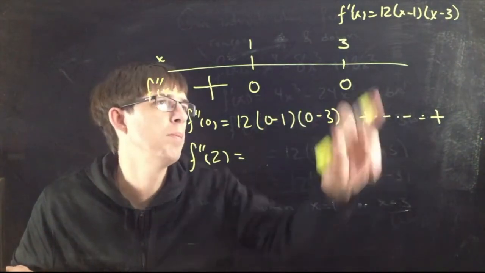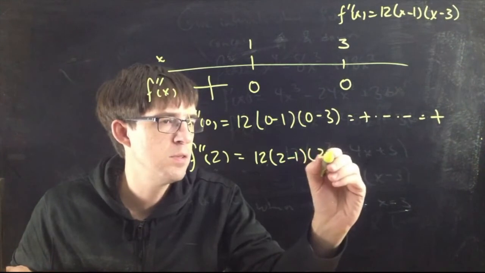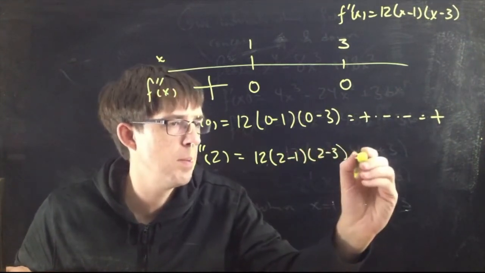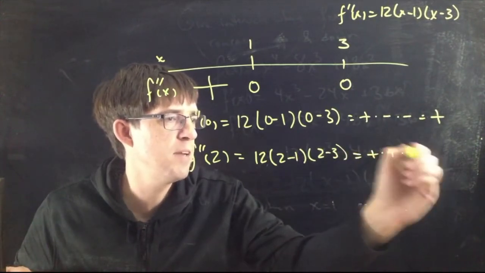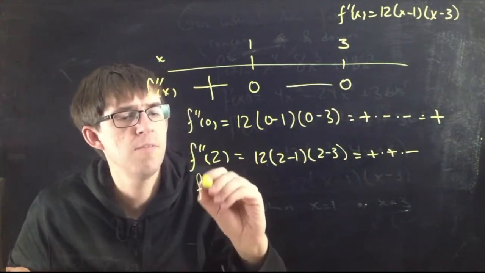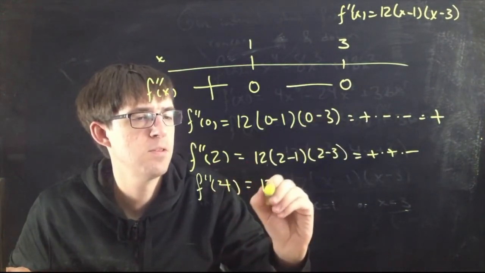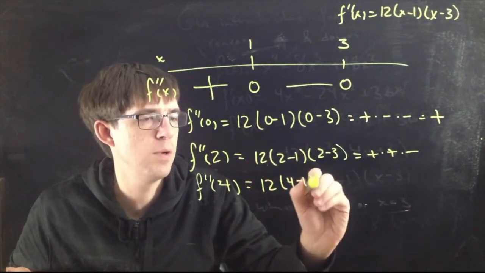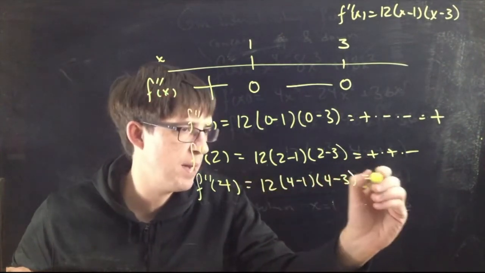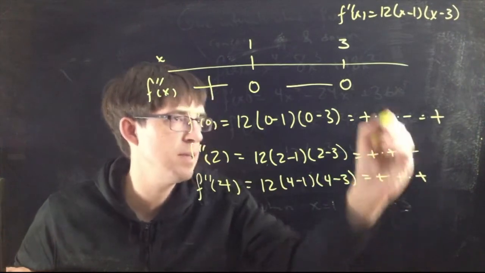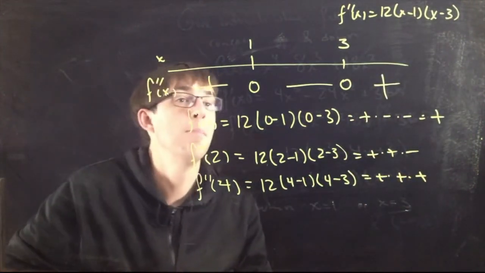In the middle I choose 2. Plug it in. 12 times 2 minus 1 times 2 minus 3. This being, well, positive. That's the 12. 2 minus 1 is positive. 2 minus 3 is negative. So this is negative in here. And then finally, to the right of 3, I'll use 4. 12 times 4 minus 1 times 4 minus 3. These are all positive. Positive, positive, positive, positive up here. Okay, this is my chart.